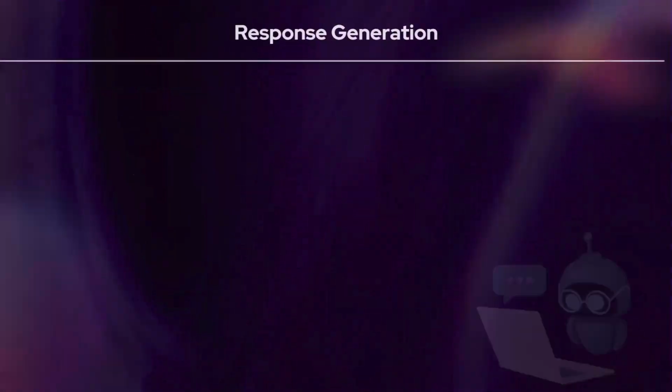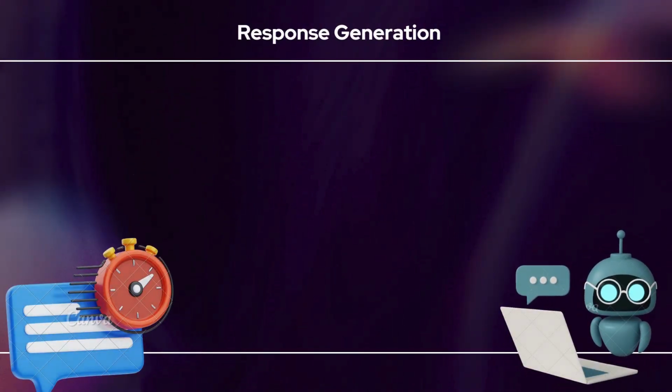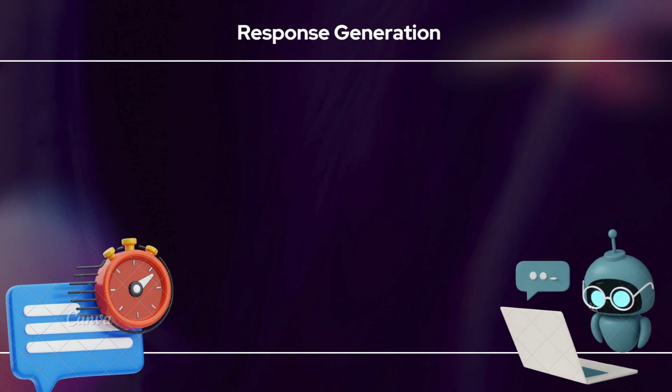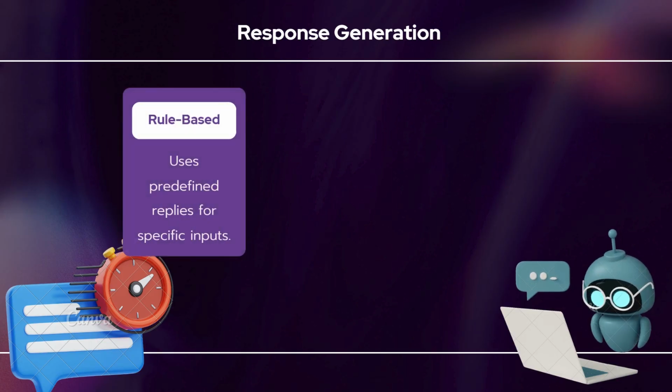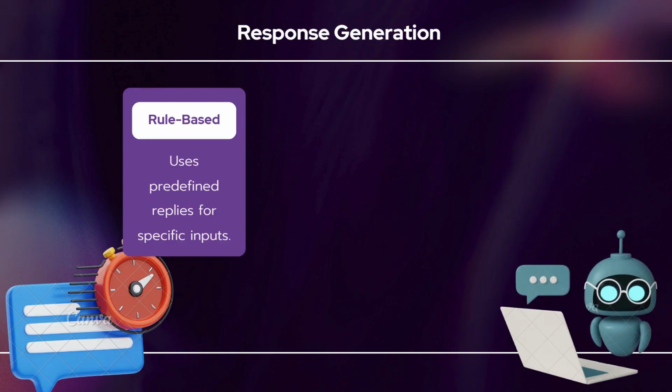Now, let's move on to one of the most critical aspects of a chatbot: response generation. Chatbots generate responses using different approaches, and they primarily fall into three categories: rule-based, retrieval-based, and generative AI. First, we have rule-based chatbots. These use predefined replies for specific inputs. They follow a structured pattern, meaning they can only respond to what they have been explicitly programmed for. While simple and efficient, they lack flexibility in handling complex or unexpected queries.